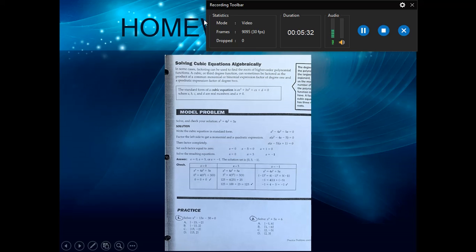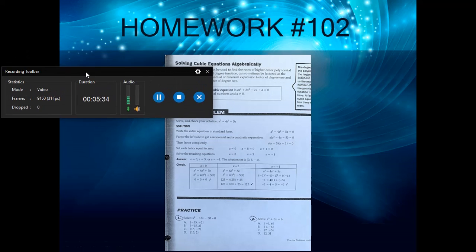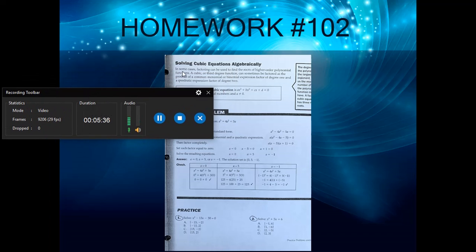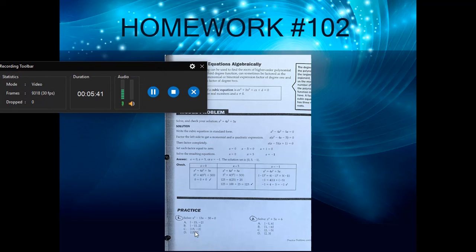The homework that goes with part 2 of this lesson is homework number 102. You'll see at the top it says solving cubic equations. That's not really what we're doing. You're going to start with 1 and 2. You're only going to complete the problems that I've circled, but please show all work on separate paper. When you're all done, scan it in to a PDF and you can send it to me.